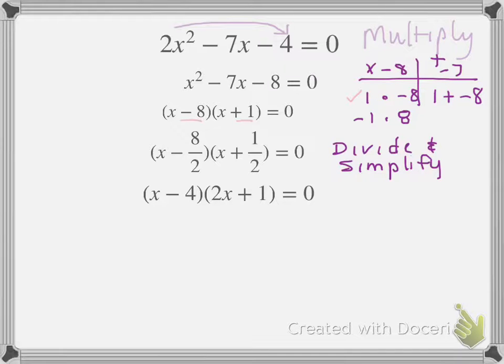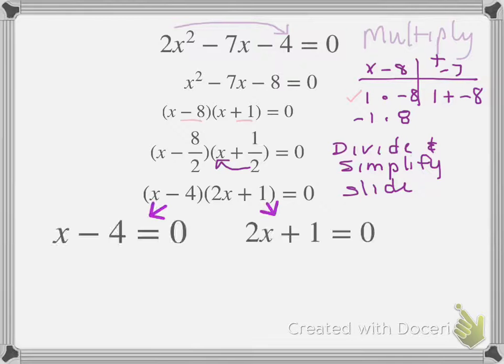But where did the 2x plus 1 come in? Well, you take the 1/2, which is simplified, and you're going to just slide that denominator up and create a new polynomial. It's easy. Now I'm separating them and have to solve each one individually, making them both equal to 0. Simple equations now.